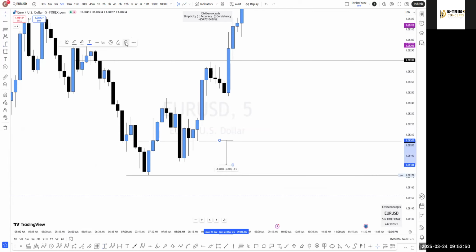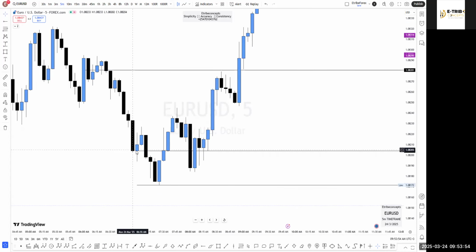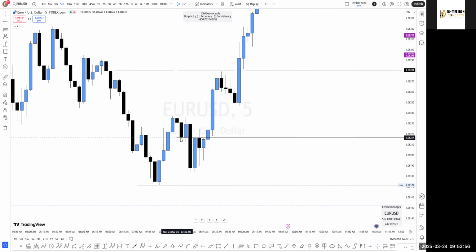So what we do, you can use this zone, you can use this zone above here. Why am I using this zone? If this flip fails, I'll consider this liquidity engineering. Reason being, this is the last high that was created, right?